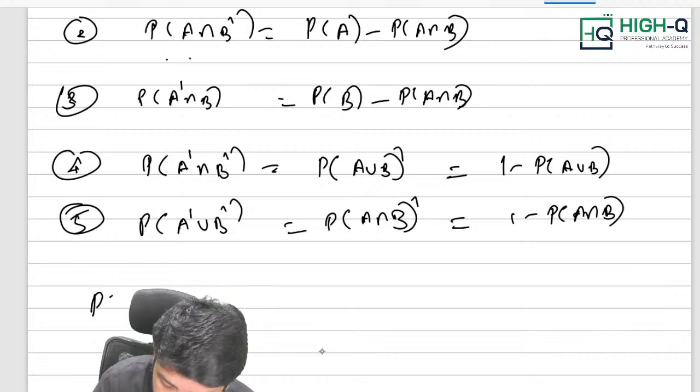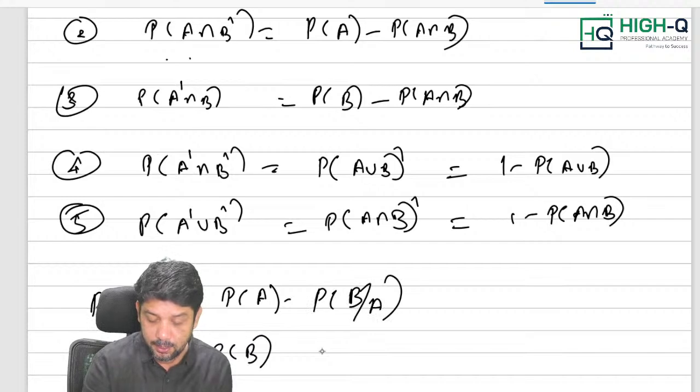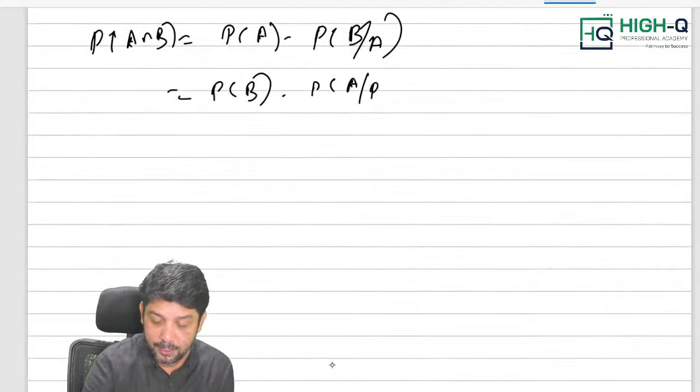Now, what is multiplication theorem on probability? P of A intersection B equal to what? P of A into P of B given A, or P of B into P of A given B. Is that right, my dear?